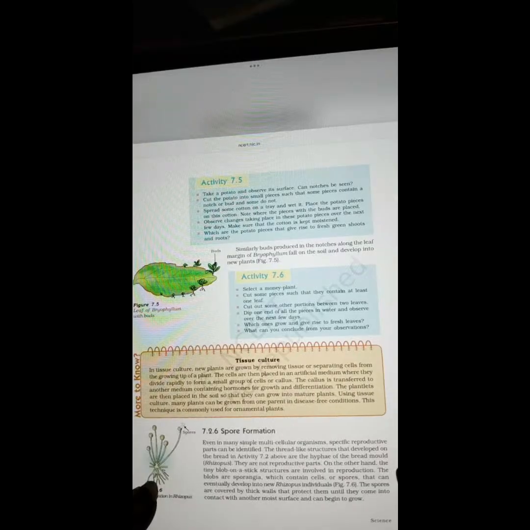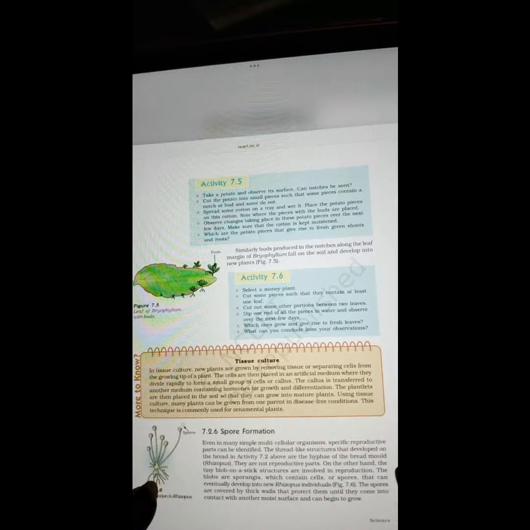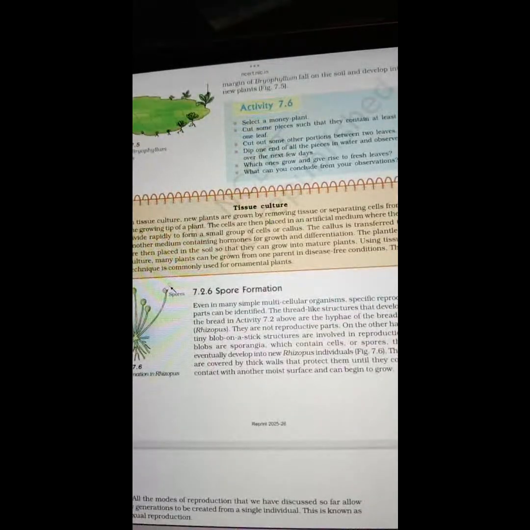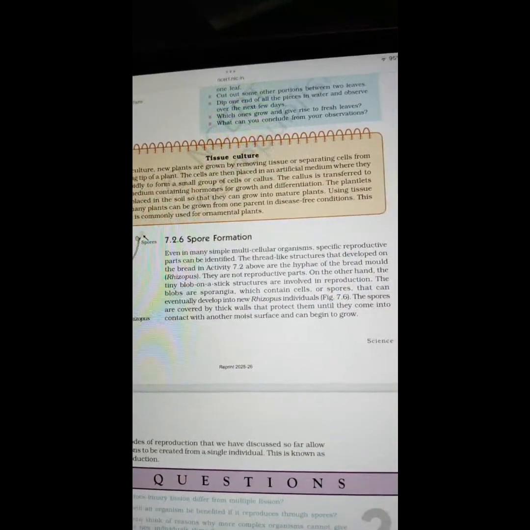Using tissue culture, many plants can be grown from one parent in disease free conditions. This technique is commonly used for ornamental plants. Ornamental plants means plants which are grown for their beauty.